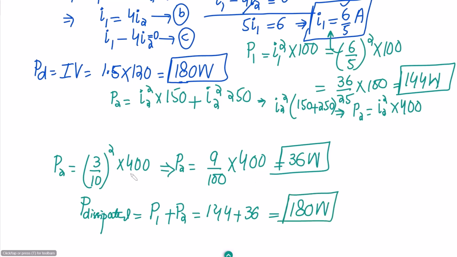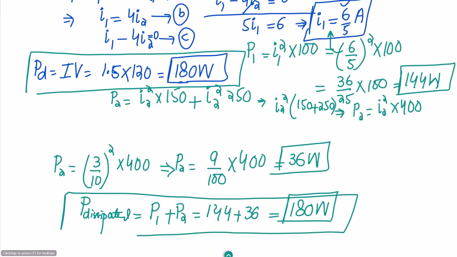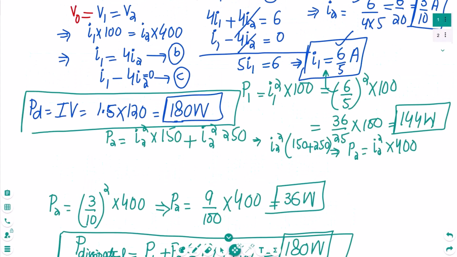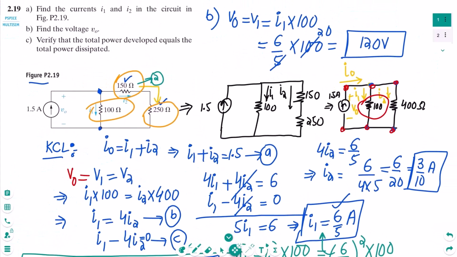So from it we have got this 180 watts, and therefore we can see that this is the power developed while this is the dissipated power, and both of them are equal in values. So what we have done today, we have solved question 2.19, and that is what we wanted to solve today. If you have any question, you can ask me in the comment box.